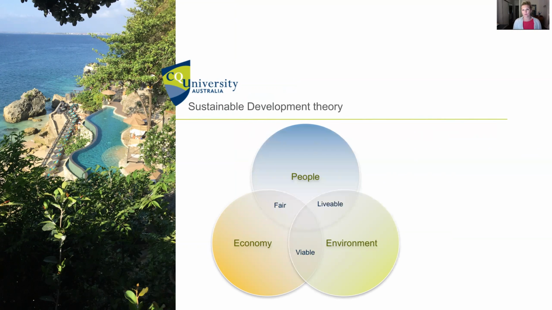The environment's usually referring to the natural and physical environment, not always necessarily natural. The built environment's kind of a mix between people and environment. And then the economy, money. And how they overlap, and the little triangle in the middle that overlaps fair, livable and viable is really where a lot of people argue sustainable development dwells, as being able to balance those things.